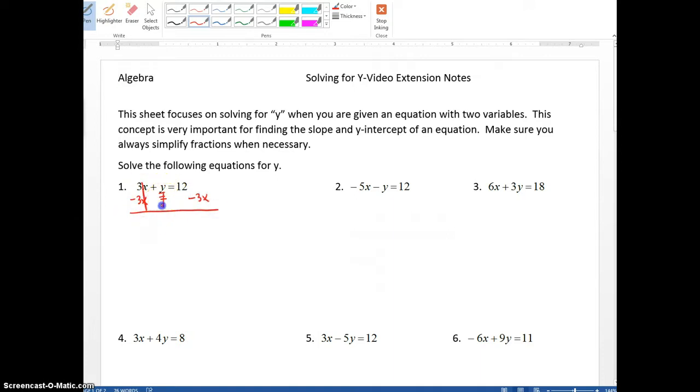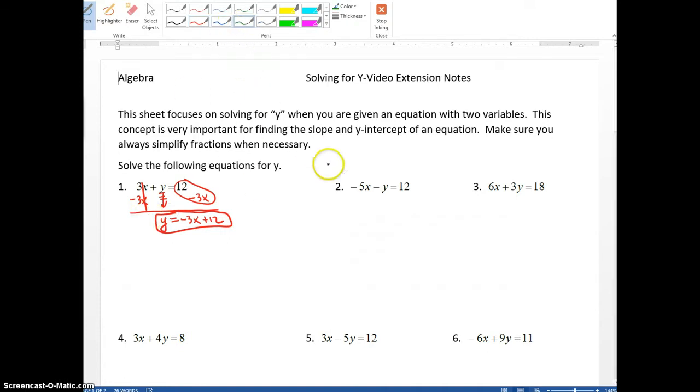So what I do now is I bring down the y equals. When I write this side, I always want to write the x term first and the constant second. So I bring down my negative 3x, and then since 12 is positive, I go ahead and add 12. And this is how we have y by itself.